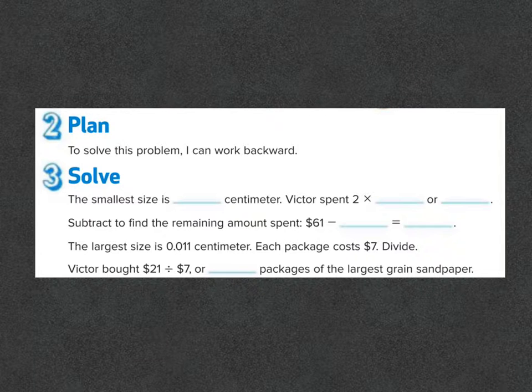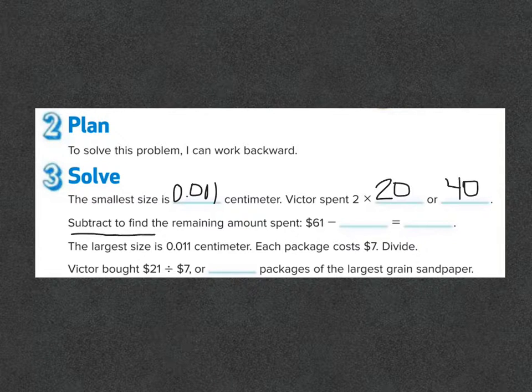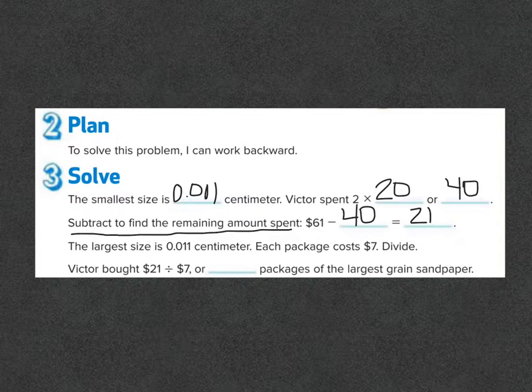So the smallest size is 1/1000th of a centimeter. And Victor spent 2 times 20 because it was $20 per package. Or we could say he spent $40 on smallest grain sandpaper. Okay, so then we need to subtract to find the remaining amount spent. So I have 61 minus 40, which would give me $21. I'm going to put my $ in there.